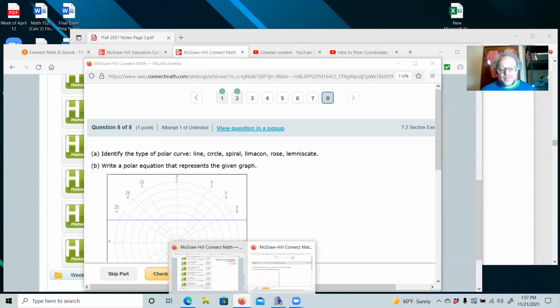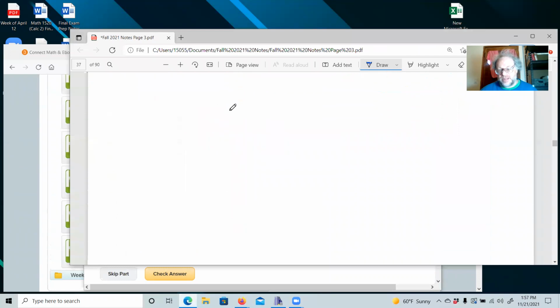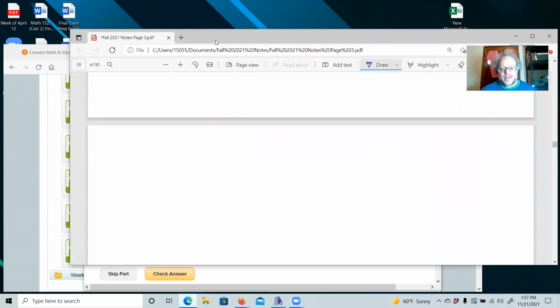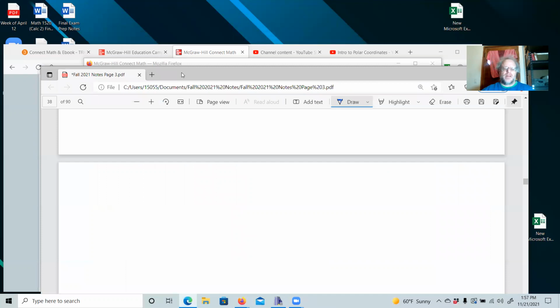What other kinds of things am I going to ask you to do? Because that was a pretty underwhelming experience with graphing polar coordinates. Okay. So there's effectively one type of polar equation that I'm going to ask you about, and that is r equals a plus or minus b sine theta, or r equals a plus or minus b cosine theta. Those are the most common ones you come across.